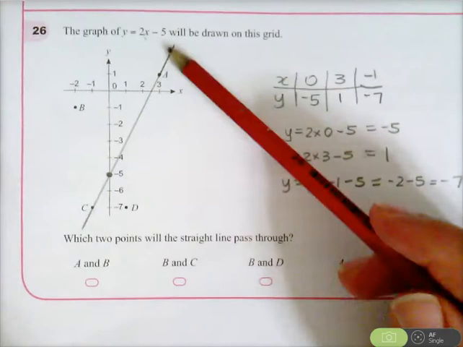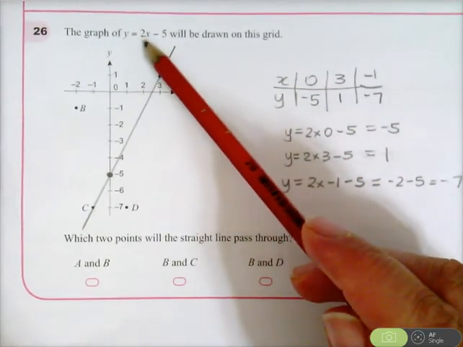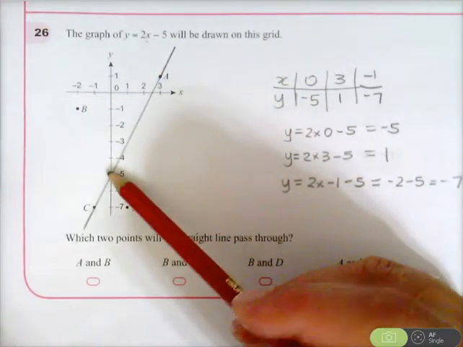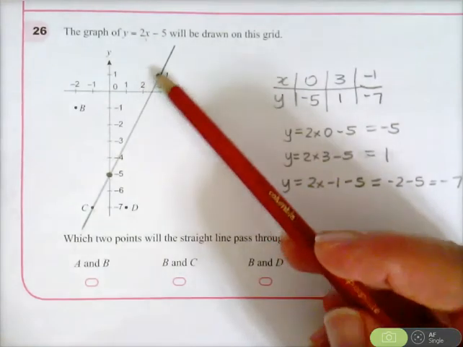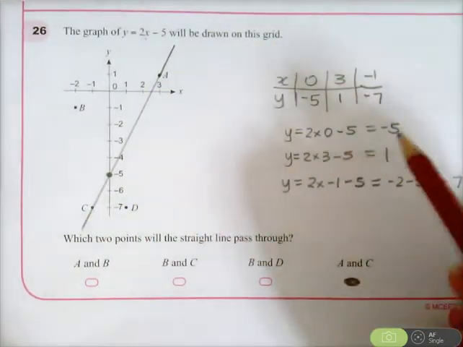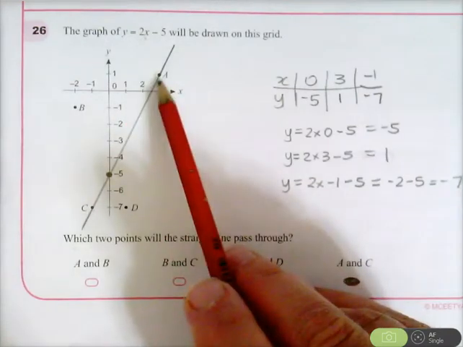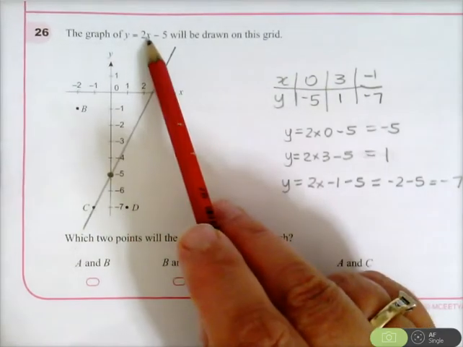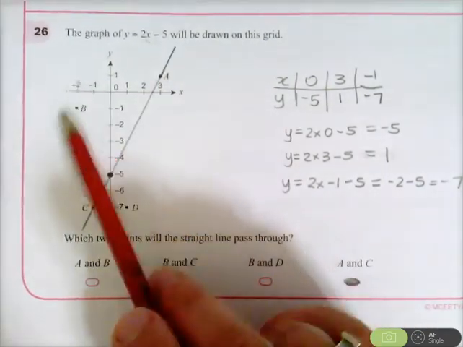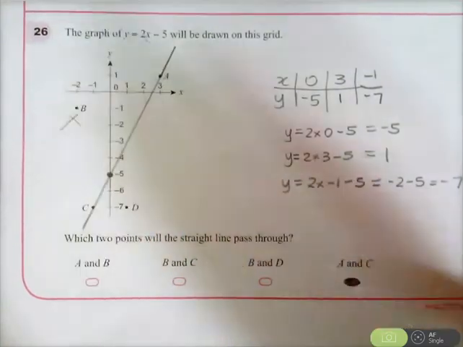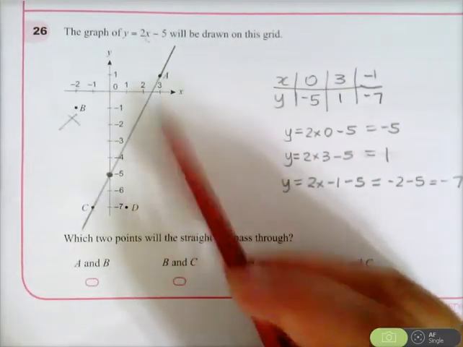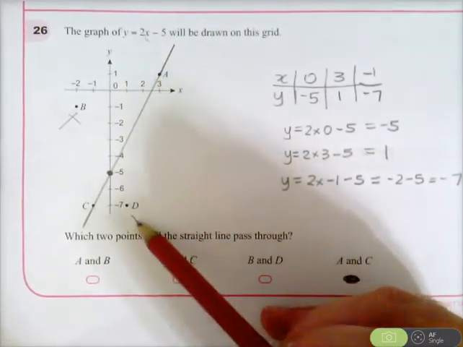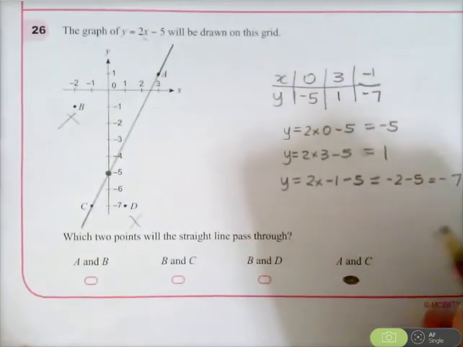You also know that it's a positive gradient because y equals positive 2x minus 5. So you know the y-intercept's negative 5 and it's got a positive gradient. So it does seem that A and C will be the right points. But what you could have done is substituted the different values for each of these points. You could have even put in x is negative 2, and you would have got negative 9. Well, this is not negative 9, it's negative 1, so that was definitely wrong. You could have substituted x is 1 for point D. 2 times 1 is 2, take away 5 is negative 3. That's definitely not negative 3. So the answer is A and C.